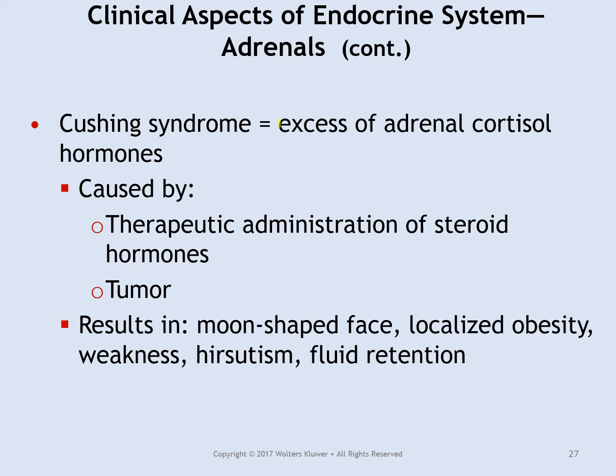So if you have excess adrenal corticoids, you end up with Cushing syndrome. You can get that if you're treating another disease with steroids, a person can develop secondary Cushing syndrome, or there can actually be a tumor that grows in that area that causes too much of the hormones to be released from the adrenal gland, in the cortex of the adrenal glands, and you get a moon-shaped face. Obesity. Hirsutism is another name for too much hair and fluid can be retained.